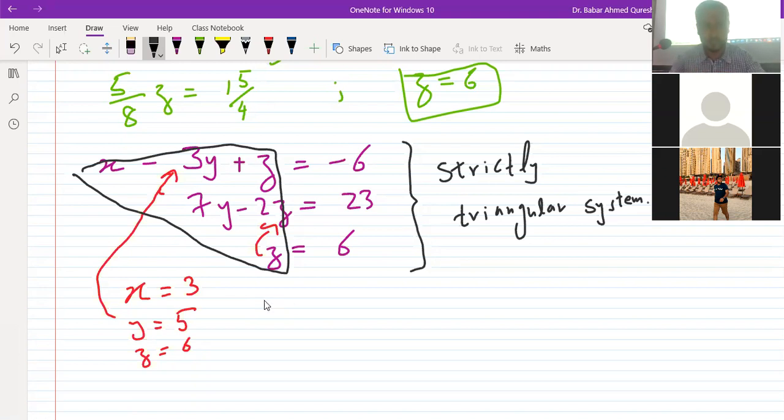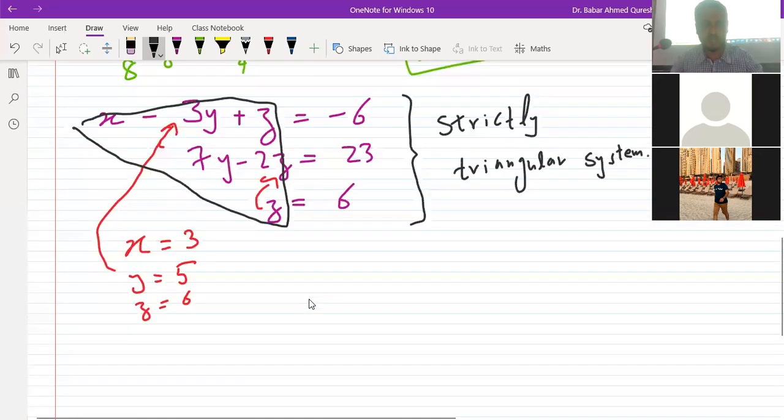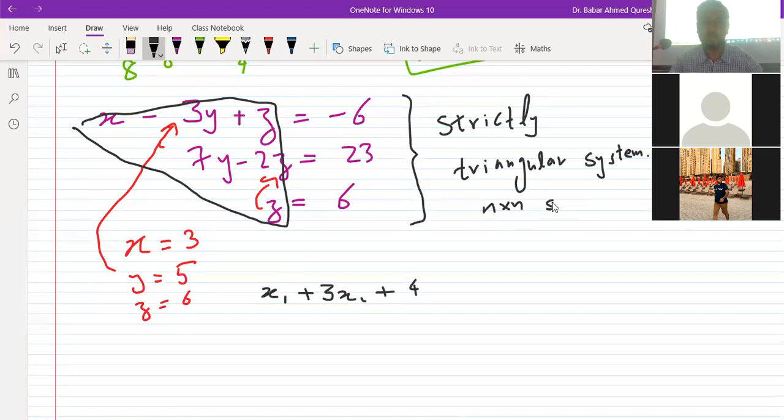Yeah, let me write. And so the question was, can you write an example of something which is triangular but not strictly triangular? So let's suppose I have 4 variables, x1, x2, x3, and x4, and I have a system like this. By the way, this strictly triangular system, I'll talk only about n by n systems. So this term is reserved for n by n systems.